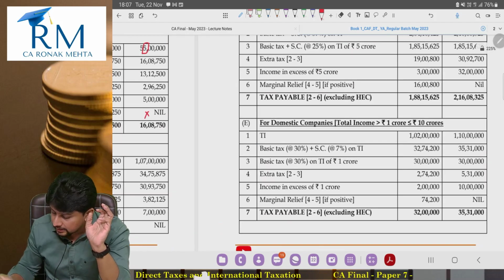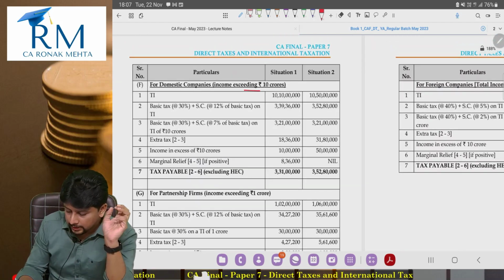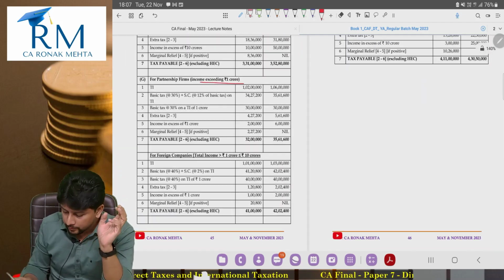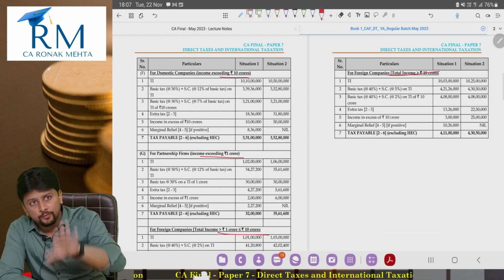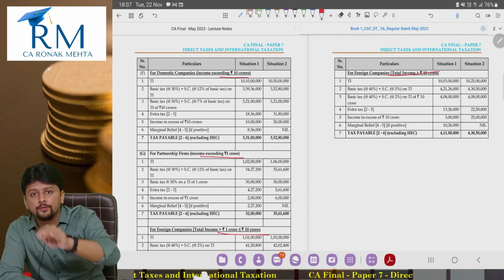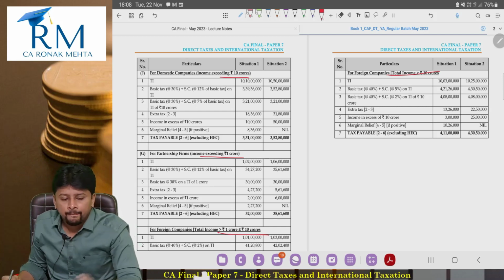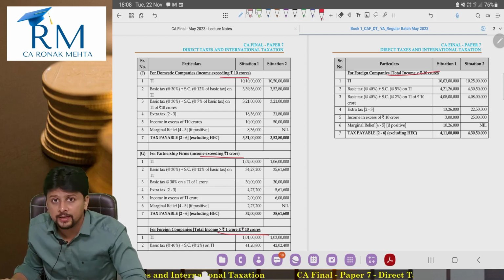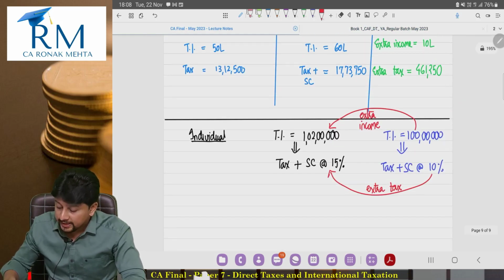Then comes domestic company above 1 crore up to 10 crore, domestic company above 10 crore, partnership firm above 1 crore, where there is just one surcharge concept, foreign companies above 1 crore, above 10 crore. So basically, one example of every assessee where marginal relief will apply, and situation 2 is where marginal relief will not apply. So whenever you get time, just go through these examples. You can cross check with a calculator and you will understand where marginal relief is applicable. This will basically help you when you are solving MCQs.